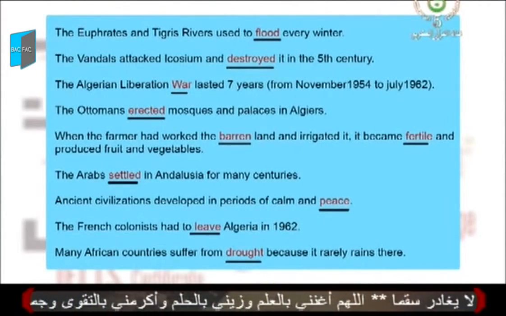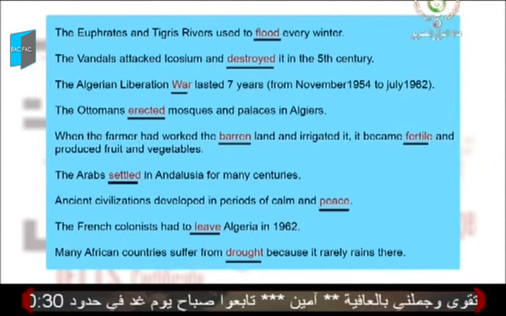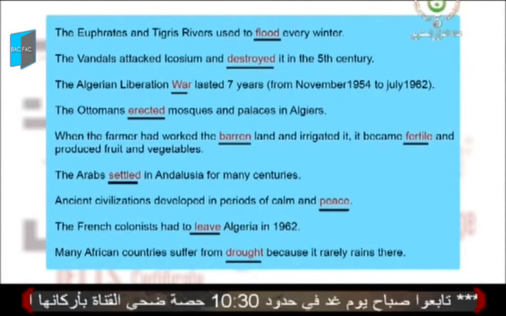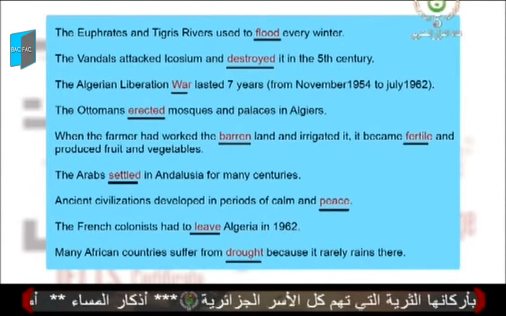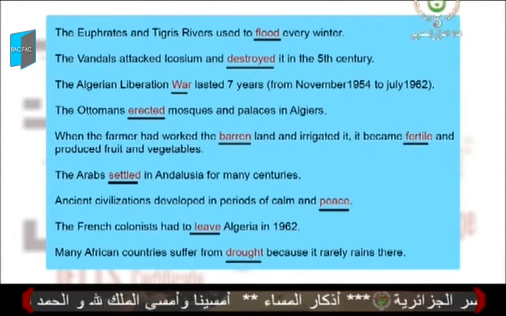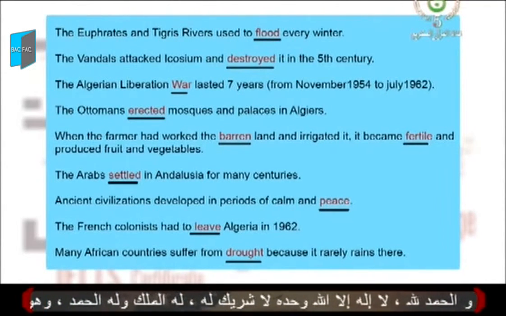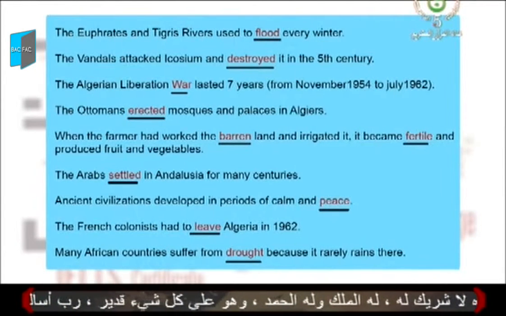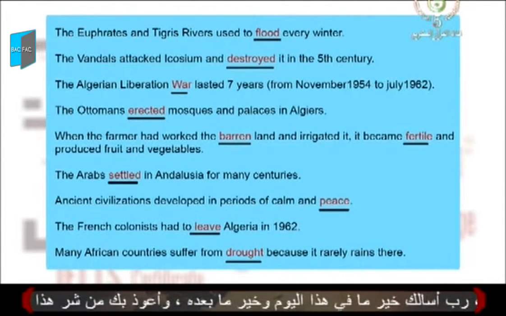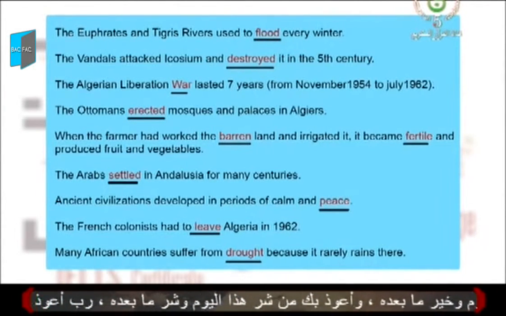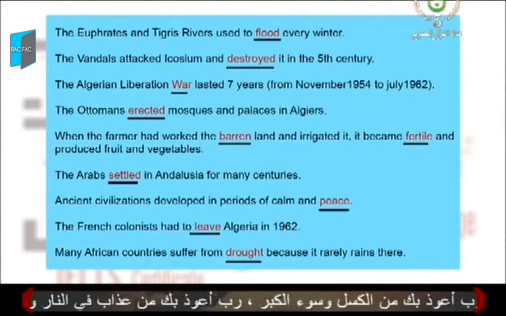The Euphrates and Tigris rivers used to flood every winter. The Vandals attacked Icosium and destroyed it in the 5th century. The Algerian Liberation War lasted 7 years, from November 1954 to July 1962. The Ottomans erected mosques and palaces in Algiers. When the farmer had worked the barren land and irrigated it, it became fertile and produced fruit and vegetables. The Arabs settled in Andalusia for many centuries.